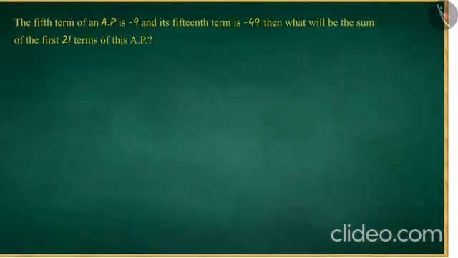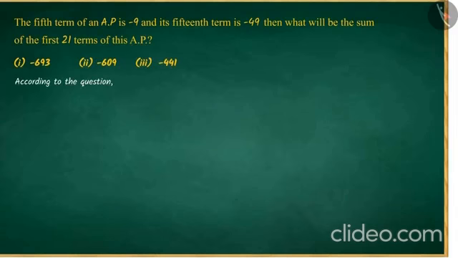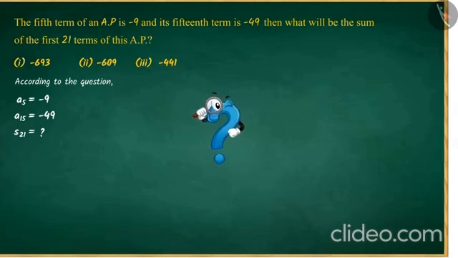The fifth term of an arithmetic progression is -9 and its 15th term is -49. Then what will be the sum of the first 21 terms of this arithmetic progression? Pause the video, solve the question, and match your answer. The fifth and the 15th terms of the arithmetic progression are given in the question, and we have to find the sum of the first 21 terms of this arithmetic progression. Can you tell what we have to do?